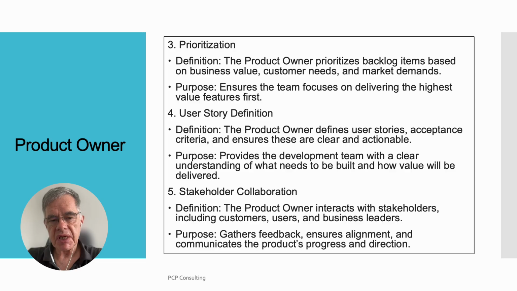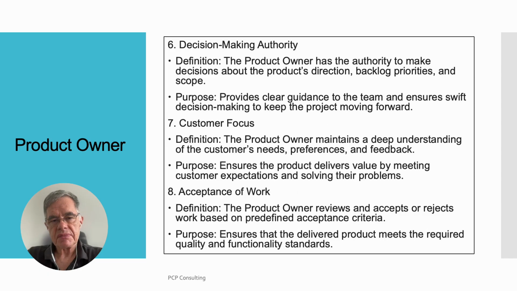delivered. Stakeholder collaboration. The product owner interacts with stakeholders, including customers, users, and business leaders, gathers feedback, ensures alignment, and communicates the product's progress and direction. Decision-making authority. The product owner has the authority to make decisions about the product's direction, backlog priorities, and scope, provides clear guidance to the team, and ensures swift decision-making to keep the project moving forward.